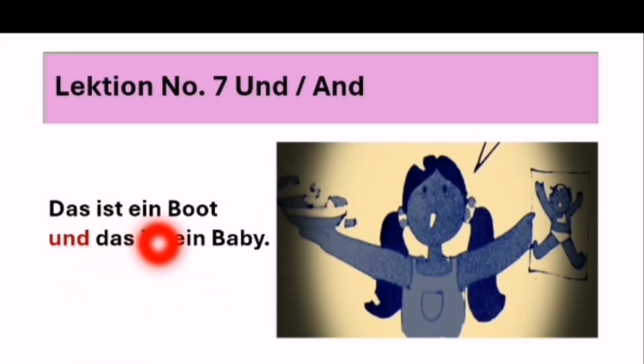Das ist ein Boot. This is a boat. Und das ist ein Baby. This is a baby, okay? This is a boat and this is a baby. Das ist ein Boot und das ist ein Baby.